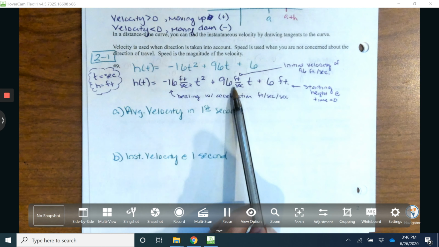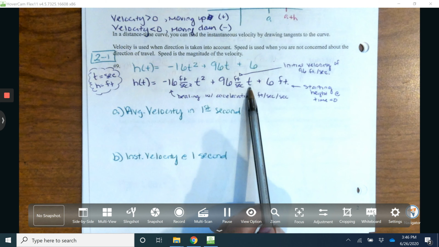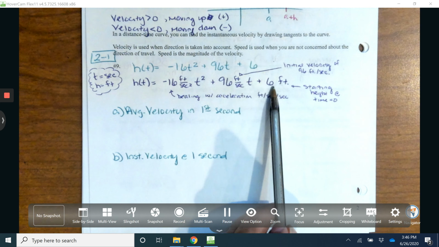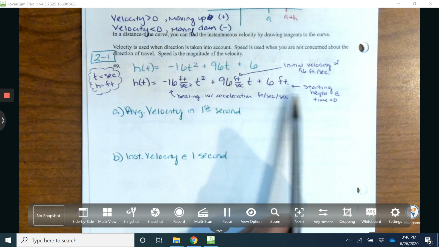Don't forget this is a t. I put a little hook on my t's so I don't confuse them with my addition signs. And then this plus 6, this constant at the end, is the starting height at a time equal to 0. So I just went ahead and put those units on.